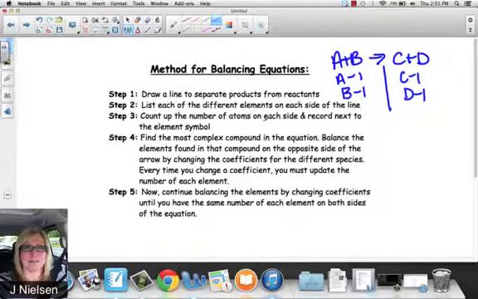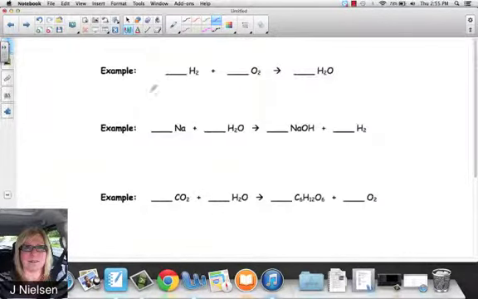Count up the number of atoms on each side and record it next to the symbol. We did that. Find the most complex compound in the equation and balance those elements first. Every time you change a coefficient, you have to update the number of each element, and you're going to continue doing this until you've balanced the equation. So let me show you a couple of examples.